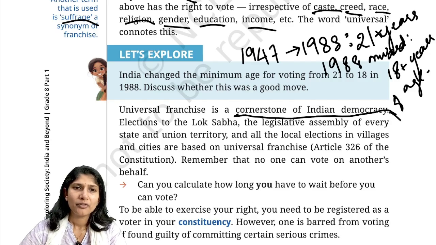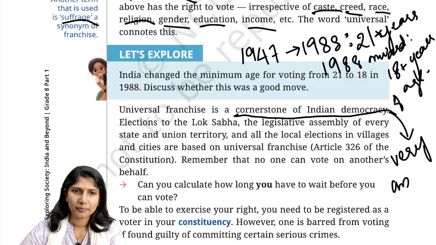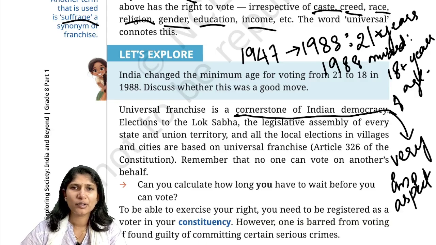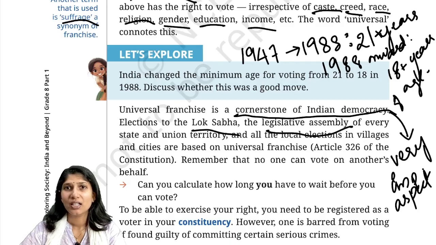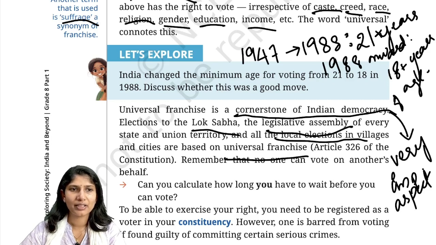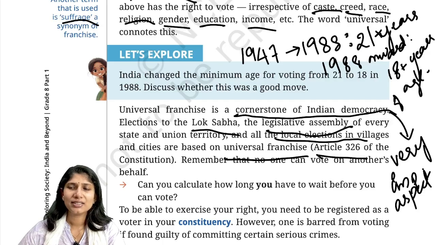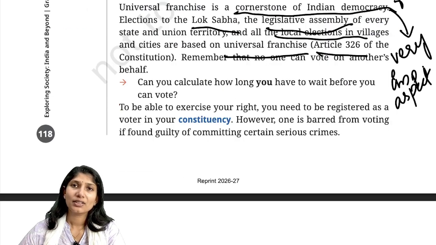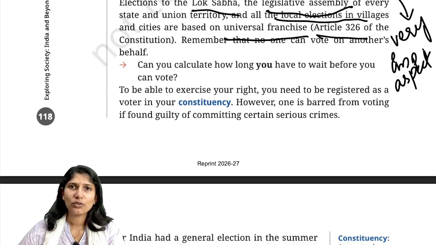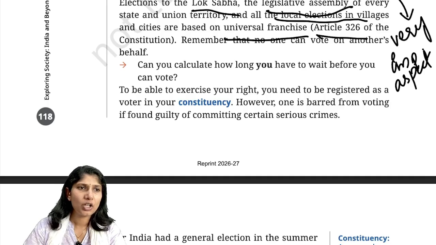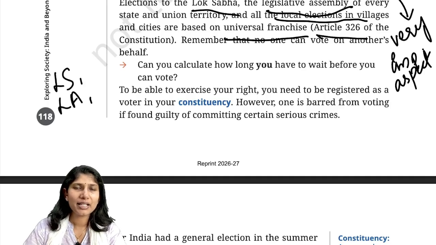So, universal franchise is a cornerstone of Indian democracy. What does cornerstone mean? A very important aspect or a defining feature. Understanding? Now, elections to Lok Sabha, the Legislative Assembly of every state and union territory, and the local elections in villages and panchayats are all based on universal adult franchise only. This is mentioned in the Constitution under Article 326. Okay. So, this is how a person can vote. What is the value of the vote? And that value of vote can be exercised in which elections? Lok Sabha, Legislative Assembly, and your local body elections.